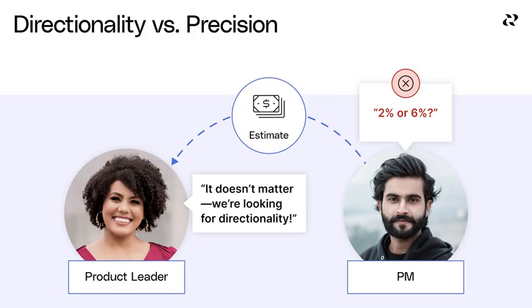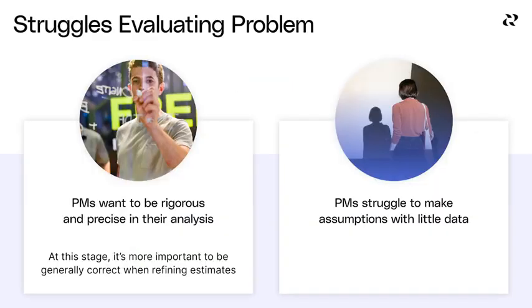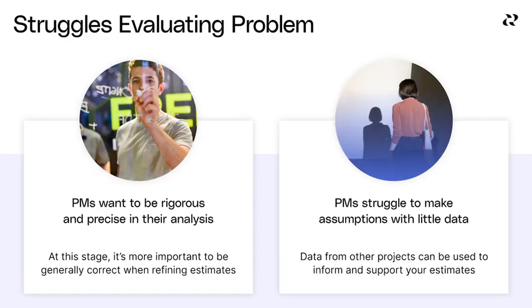In reality, the leadership team is looking for directionality in order of magnitude. They care whether this is going to be a 1%, 10%, or 20% value add, but the difference between 2% and 6% isn't important. The second issue is that PMs often struggle to make assumptions where there's no data available in the earlier stages of a project. This is where data from projects within the company, or even projects conducted by other companies, can be used to inform and support your estimates.